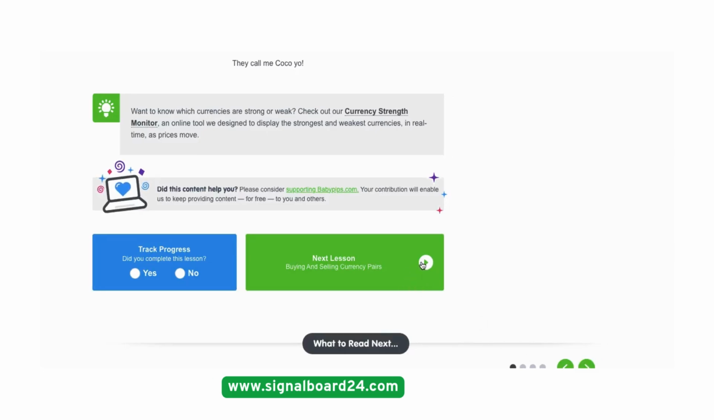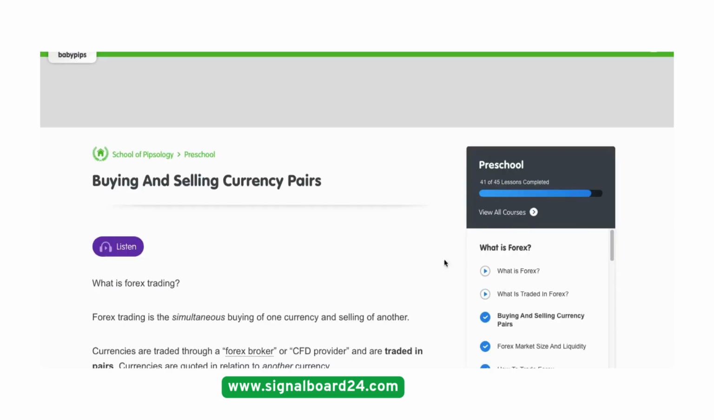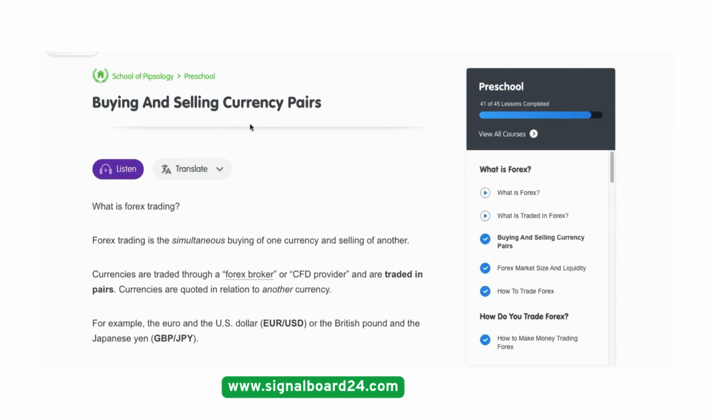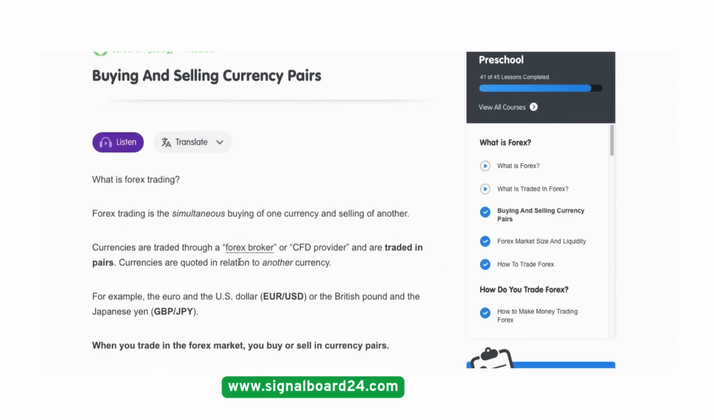Okay. So, buying and selling currencies. What is buying and selling currencies? When we press the button, let's say for example the Euro USD, that is the euro and the US dollar, and the British pound, the GBP JPY, which is the British pound and the Japanese yen.